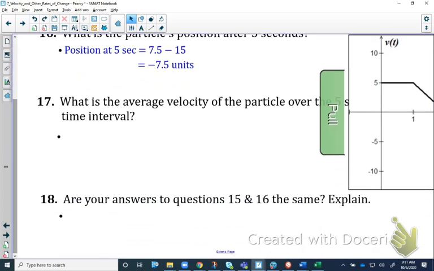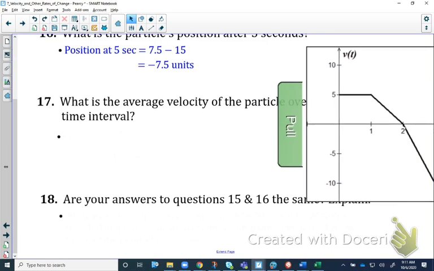What is the average velocity of the particle over the 5-second time interval? Here we're going to be looking at the average velocity. We're going to take the motion to the right, the 7.5, and the motion to the left, the 15, and really just take the average of that, just like what we normally do. The sum of the two motions or the areas that we found, divided by the total amount of time, gives us our velocity of negative 1.5 units. And again, I keep saying seconds. I don't know that it's seconds, but.